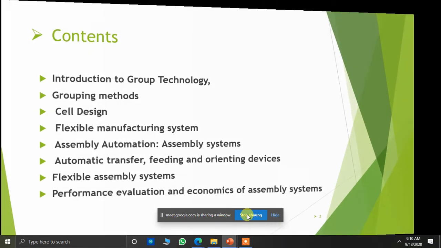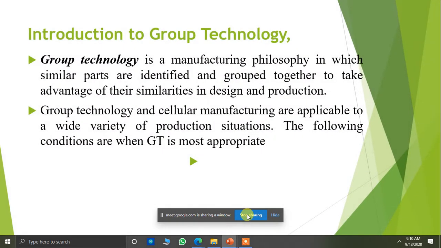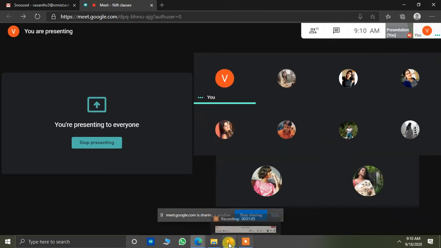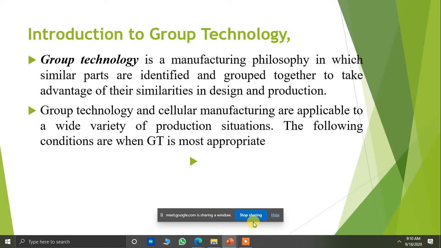So first, what is group technology? What do you understand by the name group? As a word, when you hear the word group, what will you understand? Together. Then any other answers? Any improvisation in the answers?